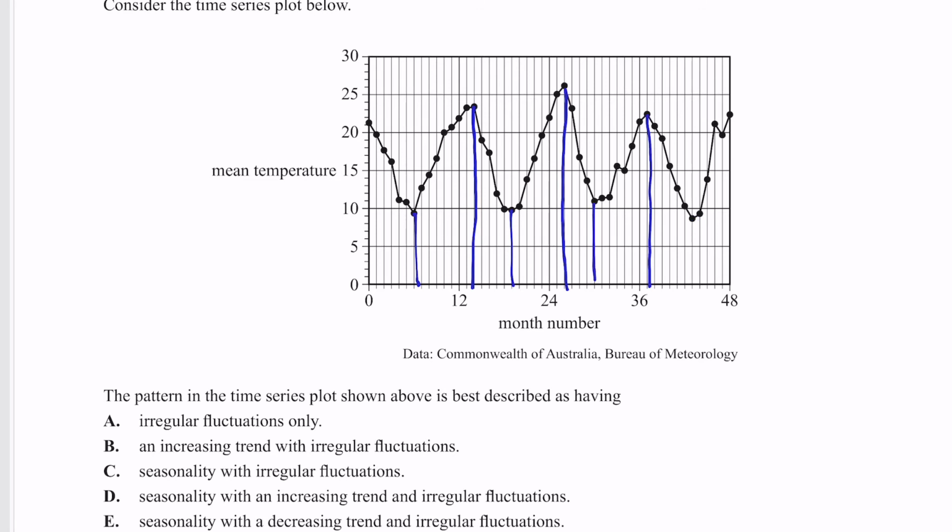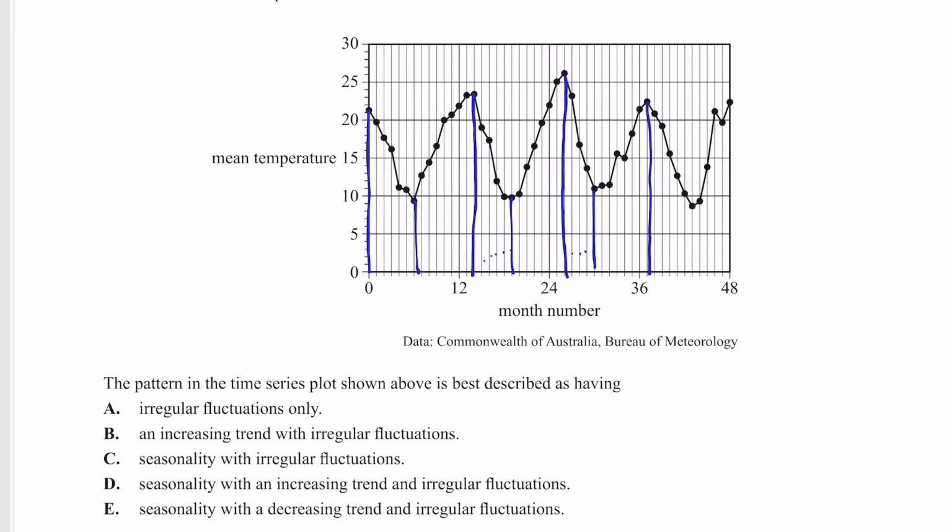So for example here, the highest, see 1, 2, 3, 4, 5, and then here 1, 2, 3, 4. So there isn't really a cycle going on here because the highest and lowest peaks aren't really being repeated over the same period of time. So if we go to the multiple choice here, firstly let's have a look at B, an increasing trend with irregular fluctuations. So does this look like it's increasing? It's sort of just staying constant. There isn't really an increase or decrease.